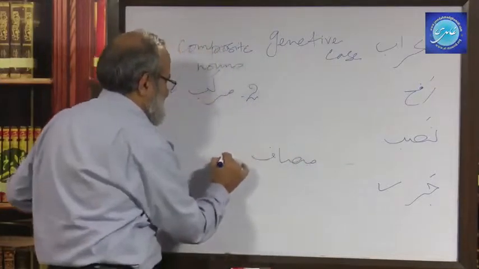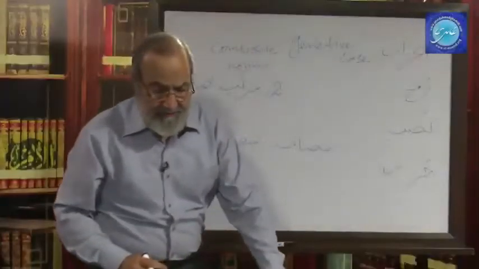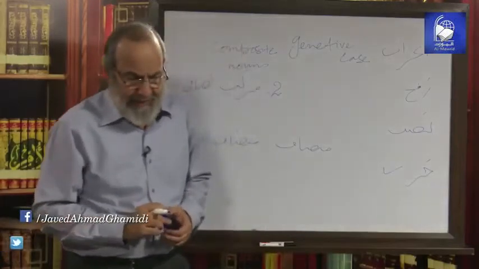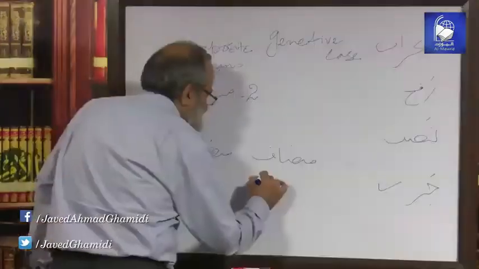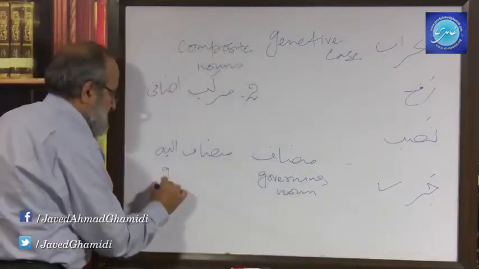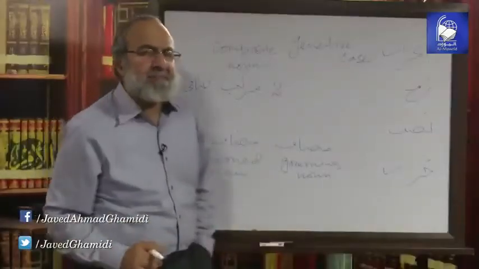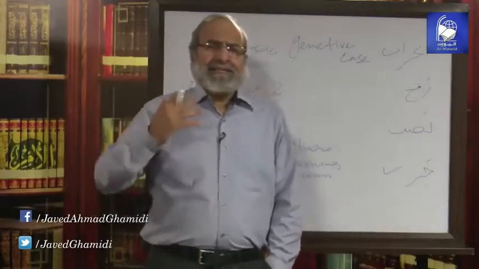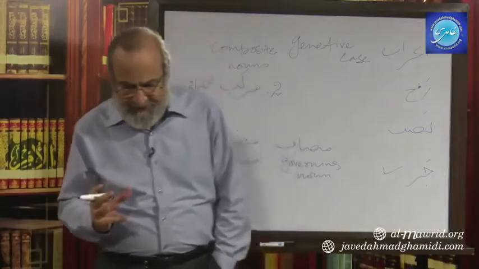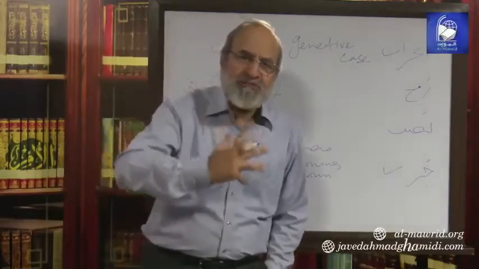So we have mudaf and mudaf ilayh. Don't forget that we are talking about it because we have to talk about another possibility of Arab taking the form of jar or genitive case. Mudaf is the governing noun and mudaf ilayh is the governed noun. Now the idea is that we have to, in this particular case, give an expression which is conveying the understanding of the possessive case. So what we are saying is that there is a noun that governs, possesses, call it owns another noun.